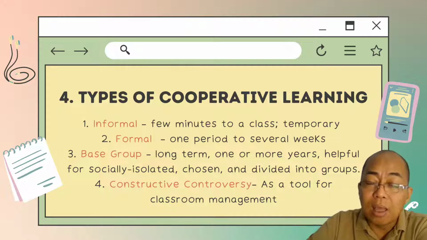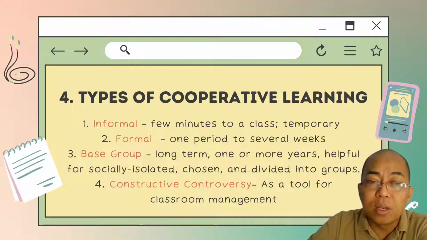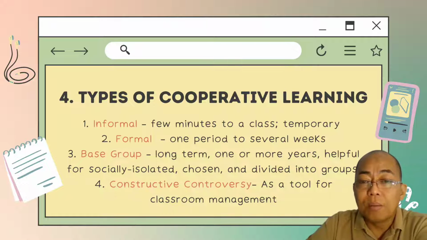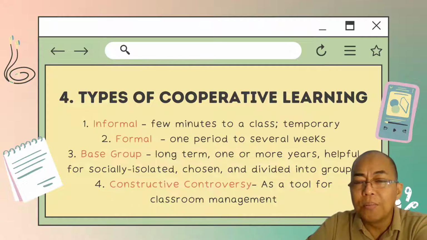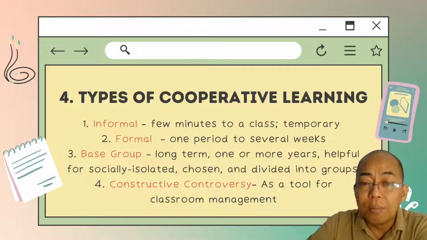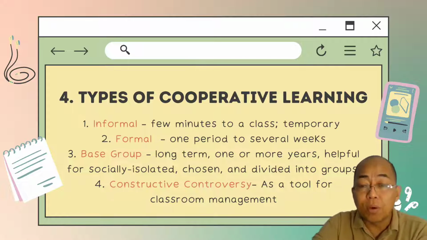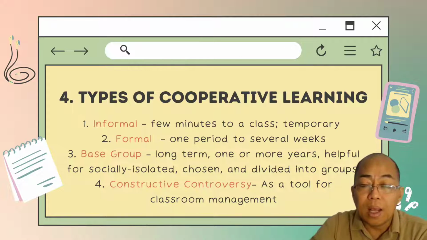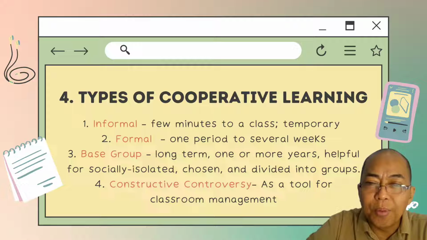So that means every group should have students who have gained some mastery of the topic, and students who are still struggling. So the idea is the members of the group will help each other. Those who have gained some mastery will help those who have difficulty. Those who have difficulty can also help even those who have already gained mastery about the topic. So that's formal cooperative learning groupings.